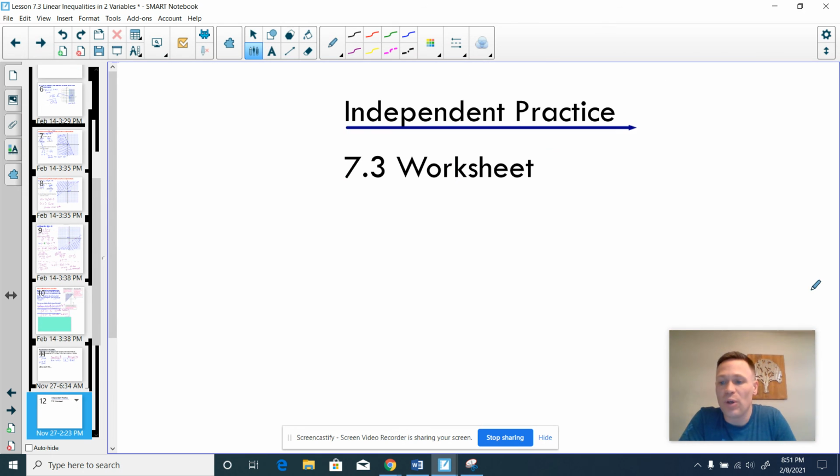So you guys now have a worksheet to work on. It's 7.3 worksheet. There is a Schoology check and an accuracy check you should do with it, but this is not coming out of the textbook, okay? So there's nothing out of the textbook for today.